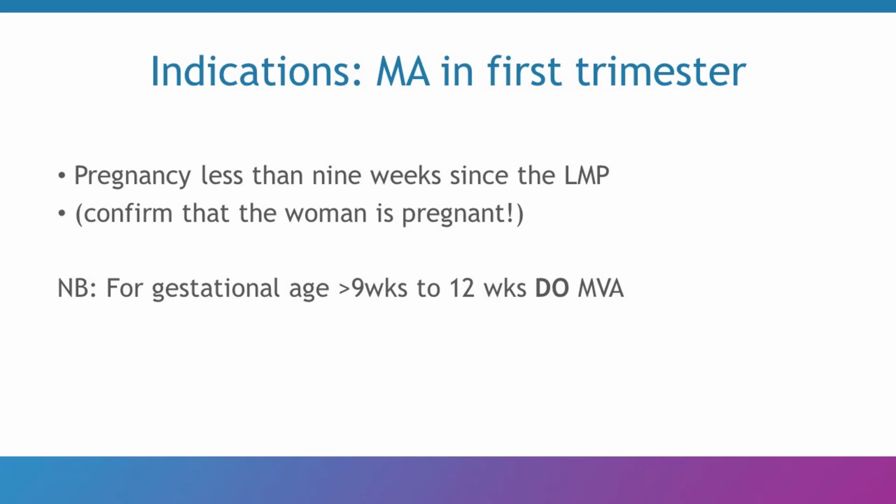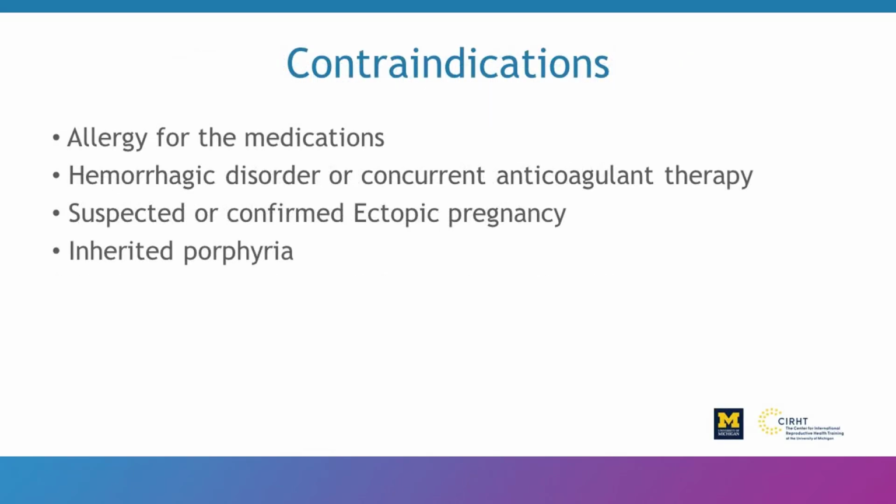But it doesn't mean that we cannot use it beyond 9 weeks, but the surgical method is more effective beyond 9 to 12 weeks. So that's why we do MVA if the gestational age is between 9 to 12 weeks. So what are the contraindications for using medical abortion?